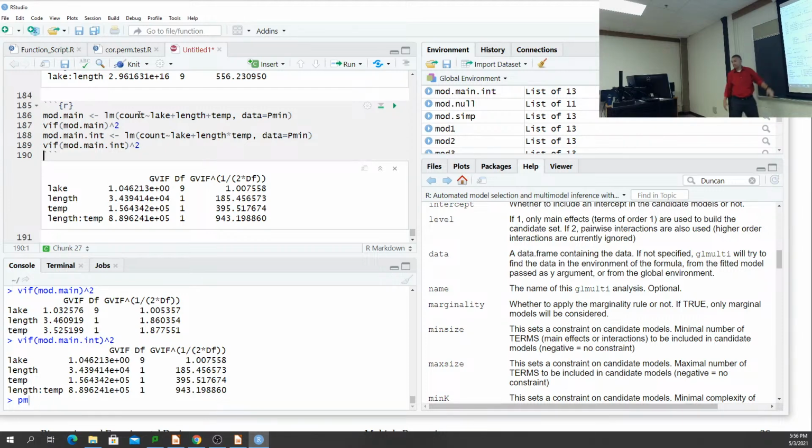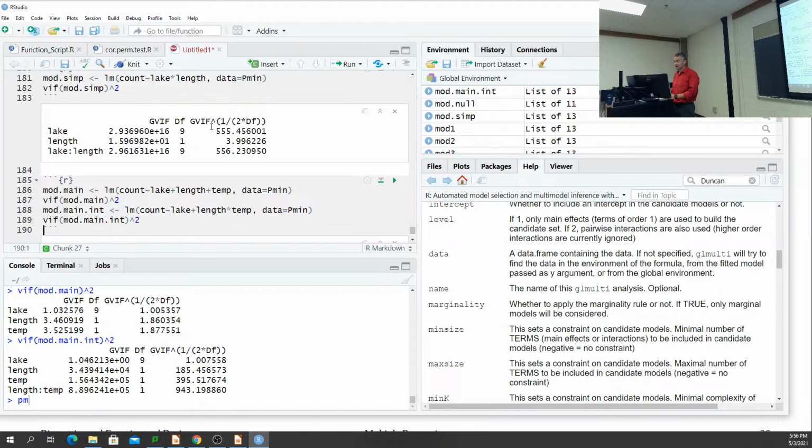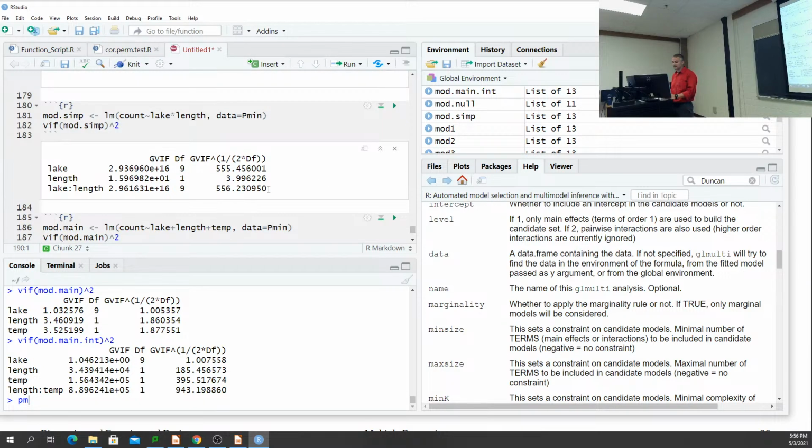We went from VIFs of like 1 and 2, all of a sudden we're up to like 300, 400, 500. And that's why when we found our simplest model and we do the VIF, it's so inflated. It's no shocker, it's an interaction term. So at this point, we're good. So key point, when you have that interaction term, you have to be very cautious.